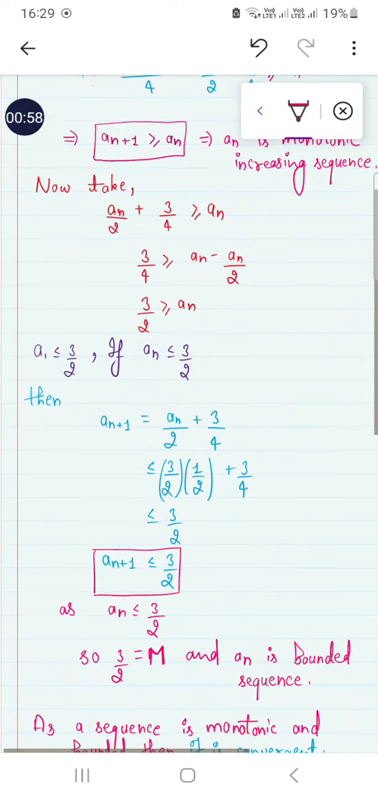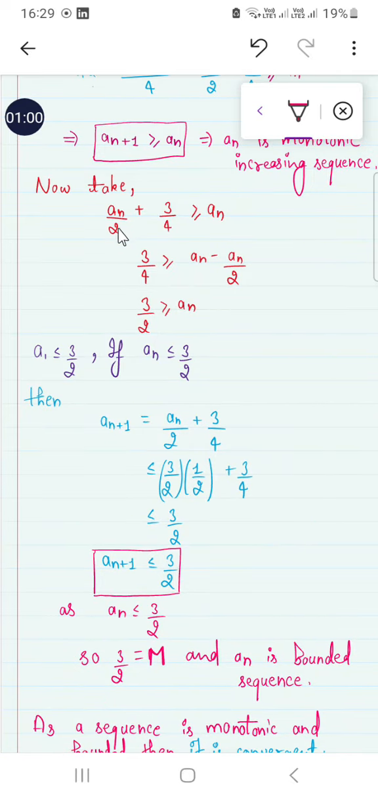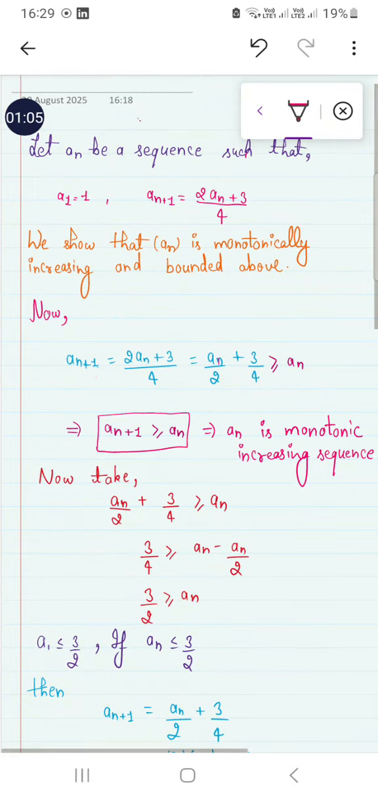Now take a_n/2 plus 3/4. This is the definition of this sequence, which is greater than or equal to a_n. So when you take a_n/2 to the left side, then on the right side 3/4 is greater, so 3/2 is greater than or equal to a_n.